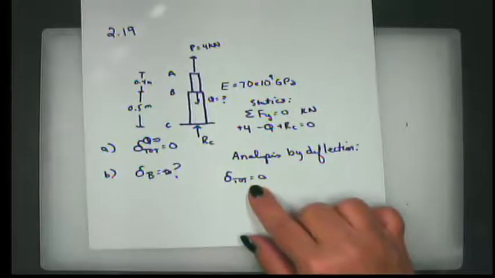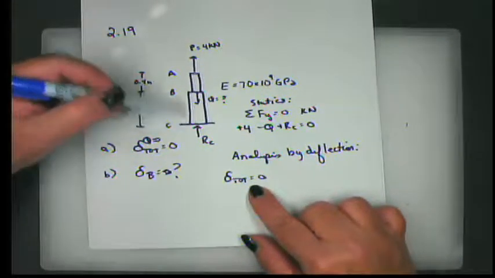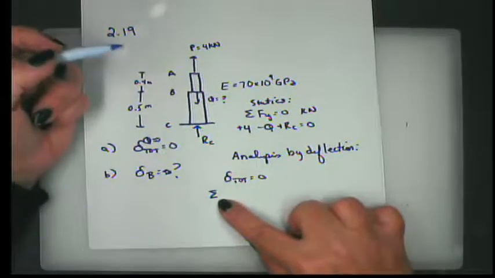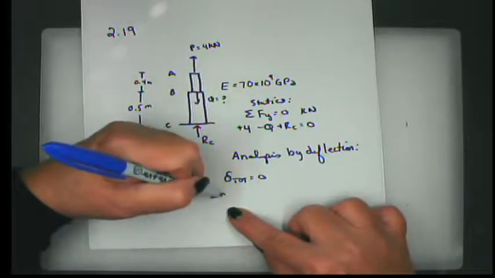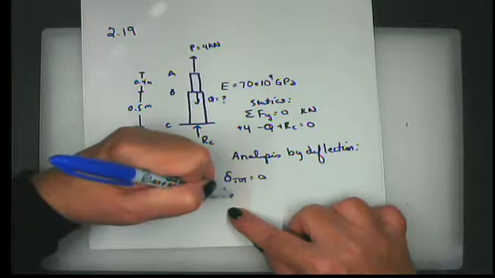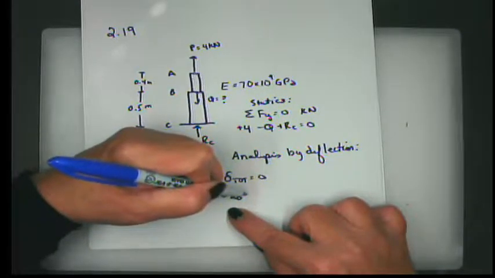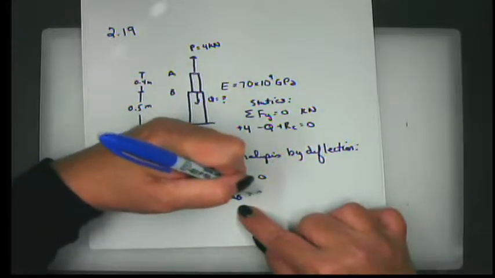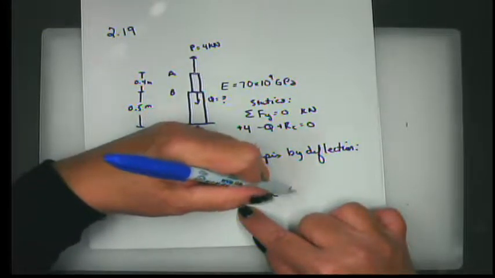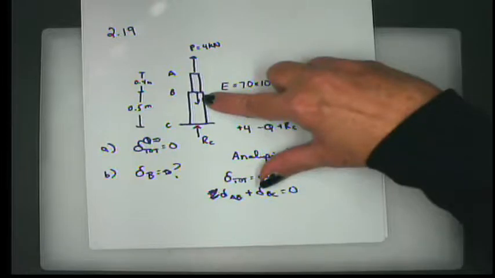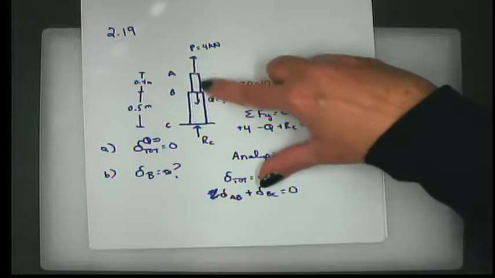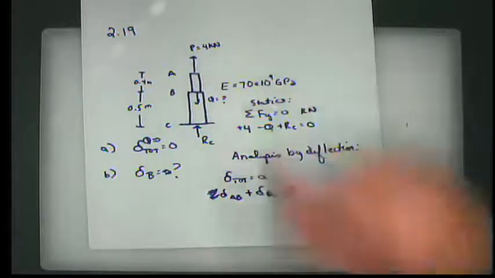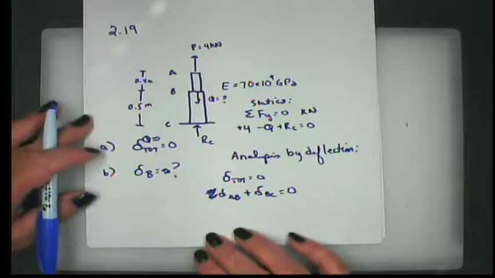So what are the sums of my deflections? Well, my total deflection is going to be the summation of del from A to B plus the deflection from B to C, which has to equal 0. Because, in other words, whatever this deflects plus whatever this deflects is going to be the total. And I'm told in the problem that that's going to be equal to 0.